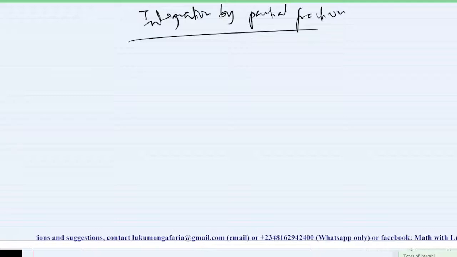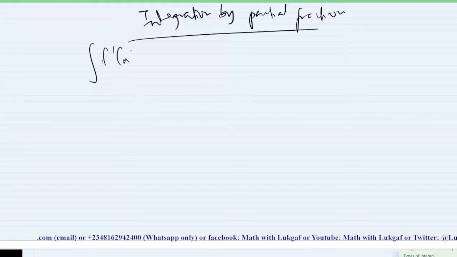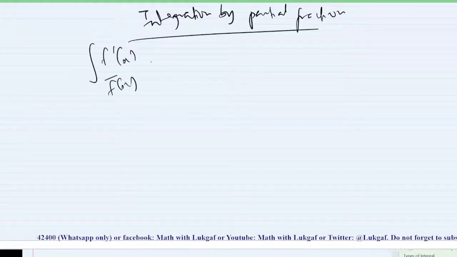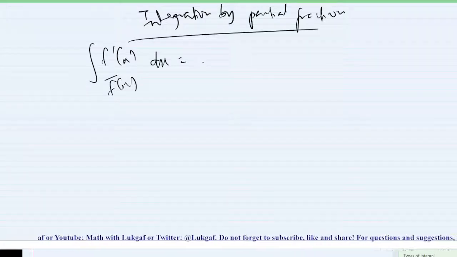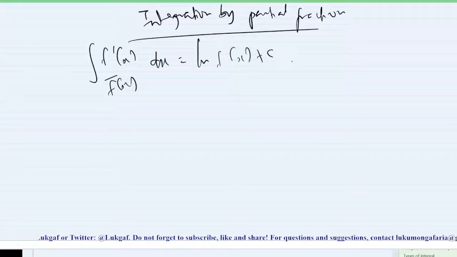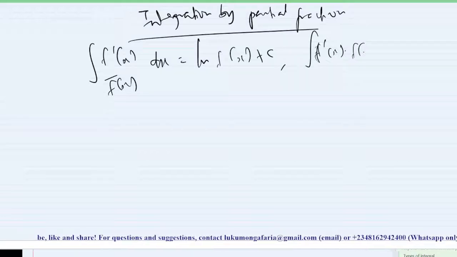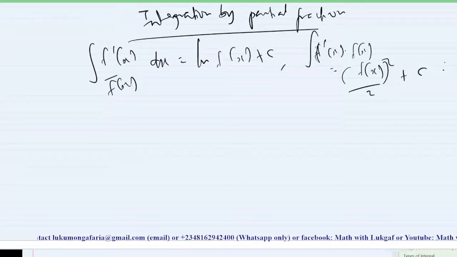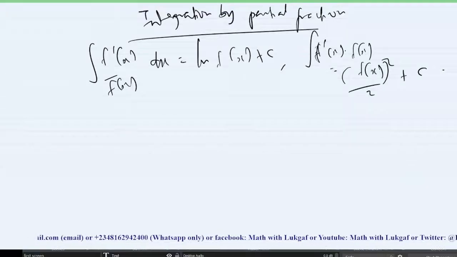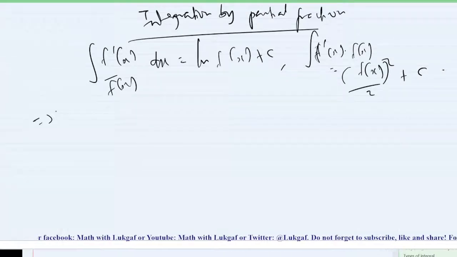So in the last video, I explained how you can use integration by parts. Don't forget the two principles again. That is when you have an integral of this form, whereby if you differentiate the denominator, you are going to have the numerator. It's the same thing as ln f(x) plus c. Likewise, when you have this type of integral, f prime of x multiplied by f of x, it is the same thing as f(x) all squared divided by 2 plus c. You understand?